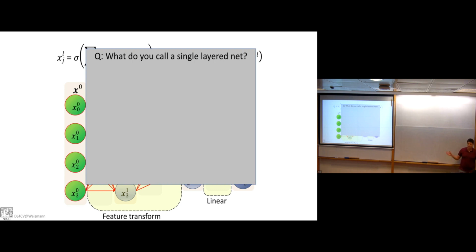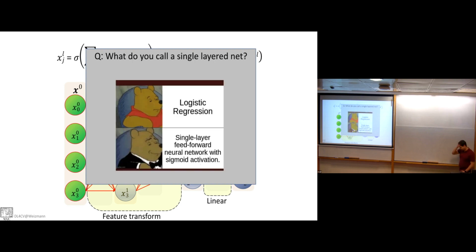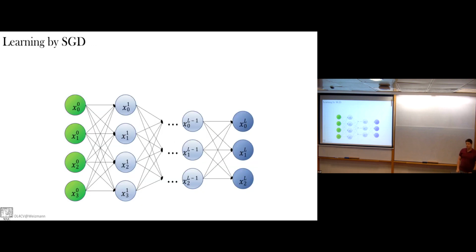Linear regression if it's regression, and it can also be logistic regression if you had, for example, a sigmoid at the end. So there is a fancy way of calling logistic regression a single layer feed forward neural network with sigmoid activation. Okay. This was the easy part. This was the forward propagation part. Okay.